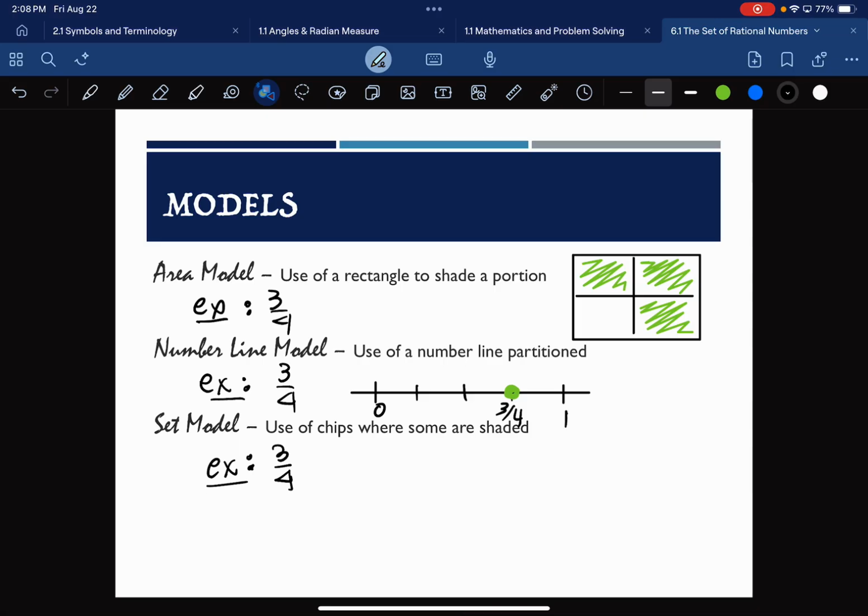So if we're creating it, we want to make our objects, that was a square, let's try that again, make our objects, ideally, just the denominator of the fraction. There's four of them. And then we're going to shade in 3 of them.